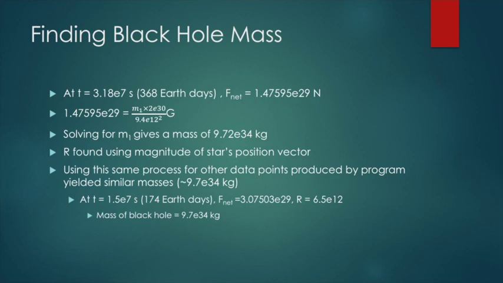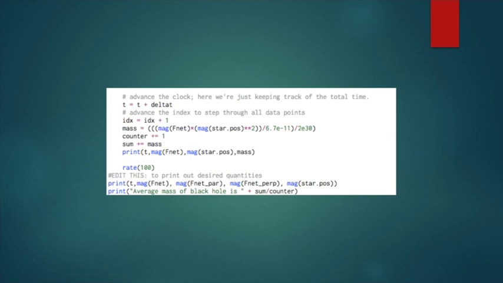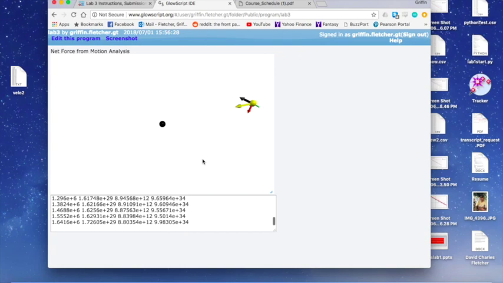At each point in the experiment, the net force calculated is used to find the mass of the black hole by solving the equation for the magnitude of gravitational force for the unknown mass of the black hole. Note that because the black hole is at the origin of my coordinate system, r is equal to the magnitude of the star's position vector. This process of finding black hole mass is carried out with this line of my code. Also, my code was set up to find the mean value of each of the mass calculations made throughout the experiment, which is printed with this line at the end of the program.